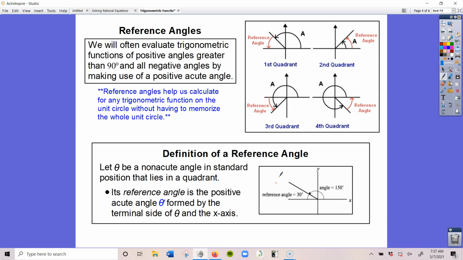So for example, here I gave this diagram. If your angle is 150 degrees, the reference angle would be 30. It is the acute angle closest to the x-axis. And 30 degrees is in quadrant 1 of our unit circle. And I'll explain what to do with the reference angles after we figure out what the reference angles are.